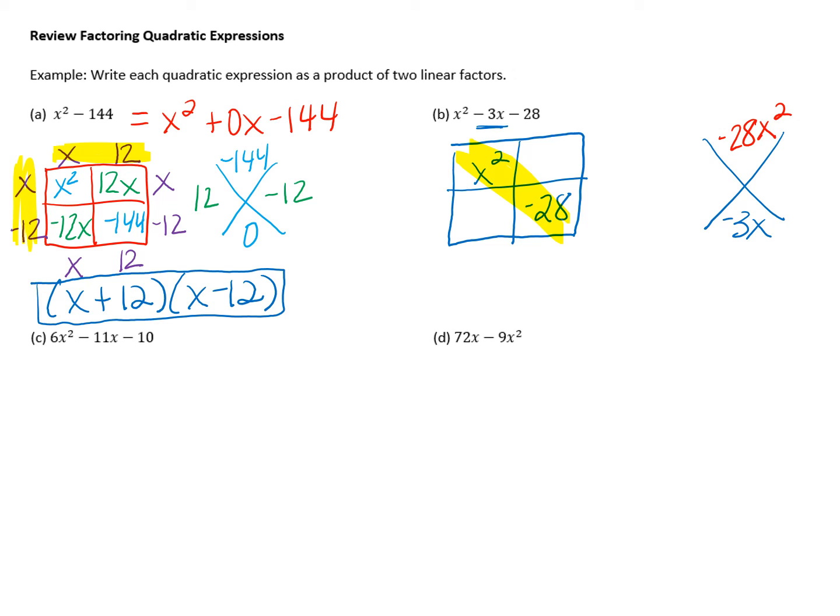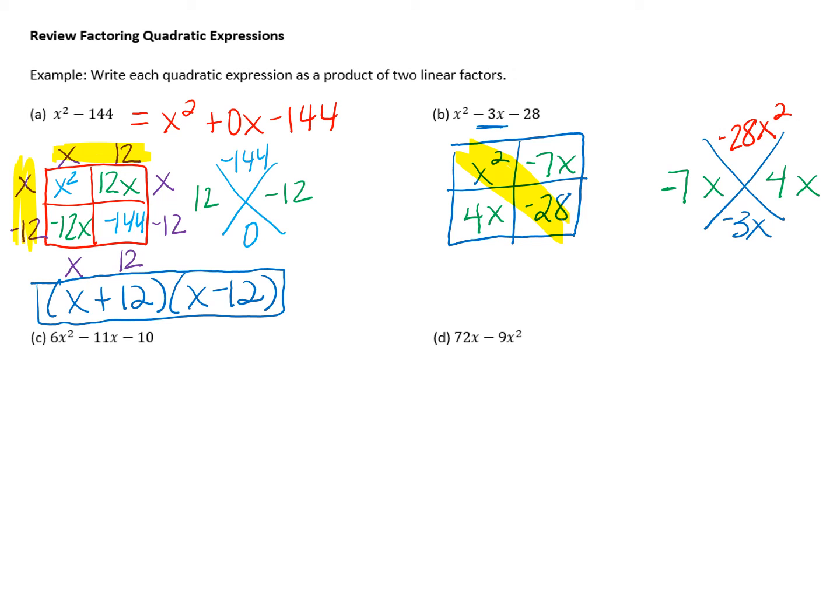And so if I think about what multiplies to give me negative 28 and what adds to give me negative 3, obviously I'm going to have a positive number and a negative number to be able to get a negative 28. And I think that's one that I remember from my multiplication tables back, I guess, in 3rd grade. So 7 times 4 would give me a 28. But I need a negative 28, and I need to add up to get a negative 3. So that would be a negative 7x and a positive 4x. Again, it doesn't matter which one goes in which block.